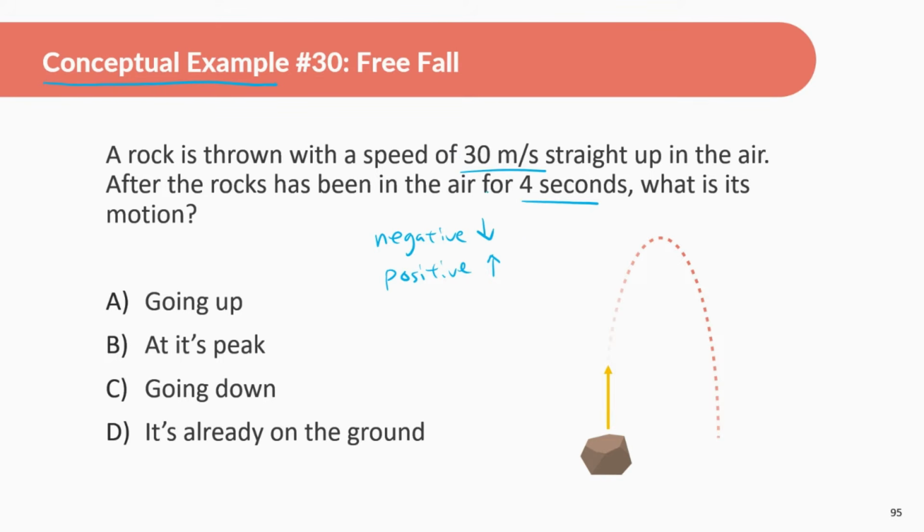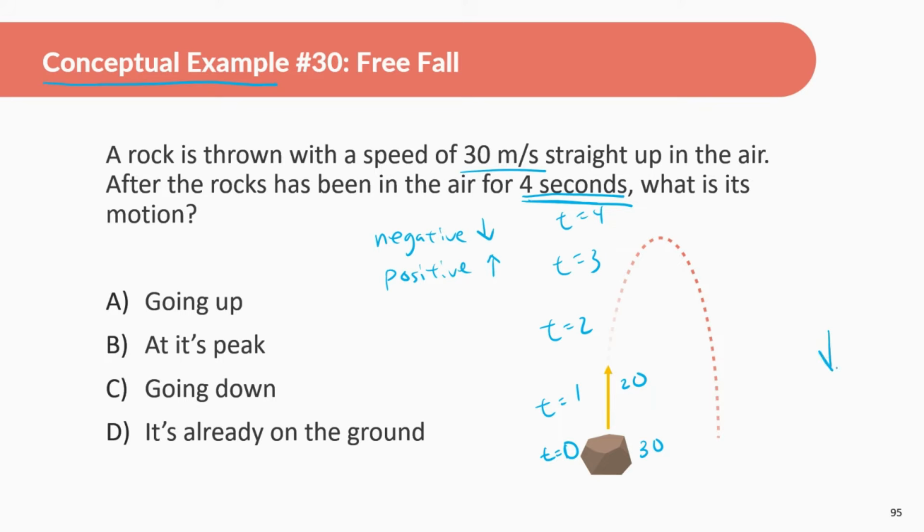And we should know that every second it's changing by 10 meters per second. So at t equals 0, t equals 1, t equals 2, t equals 3, and t equals 4. At the moment it's thrown, it's 30 meters per second. And the next second, it's going to be going slower because it's going up 20 meters per second.